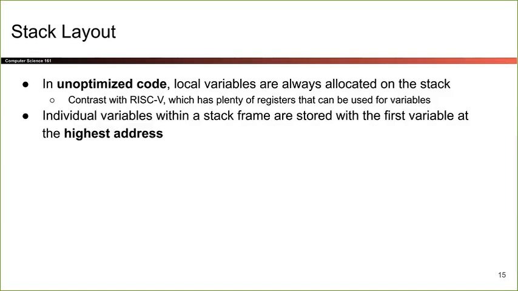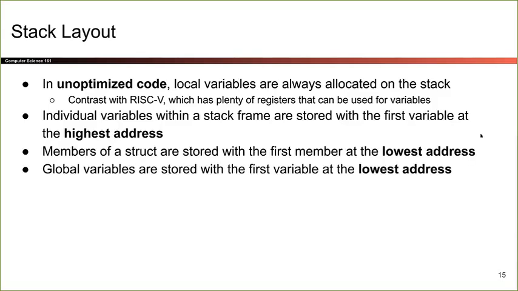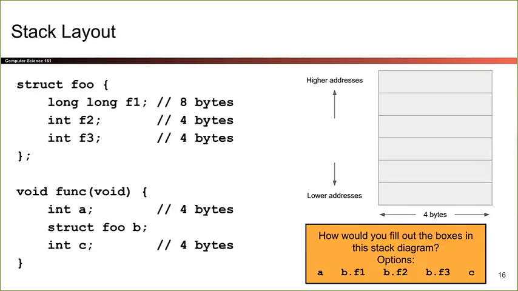In the stack, individual variables are going to be stored with the first variable at the lowest memory address. You'll see an example of this in a moment. By contrast, for members of structs, as well as global variables, the first member or the first variable is going to be stored at the lowest memory address. So it's a little bit reversed between stack variables and structs and global variables. Hopefully this will be clear in the next example that I have.